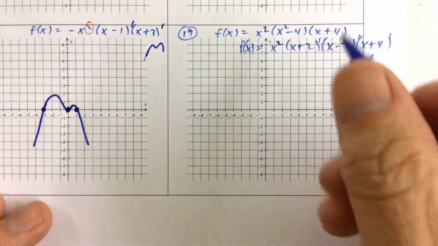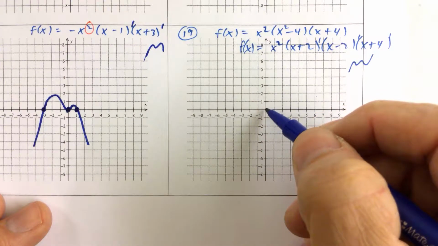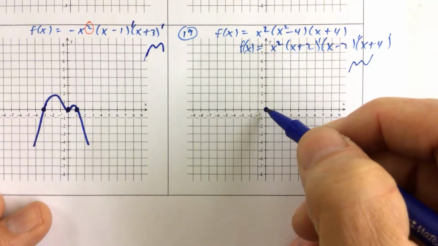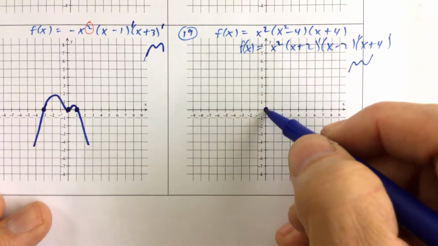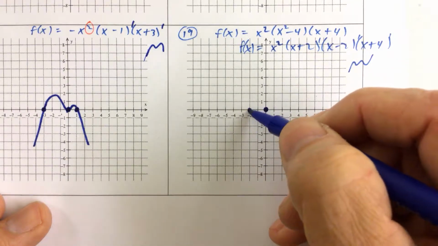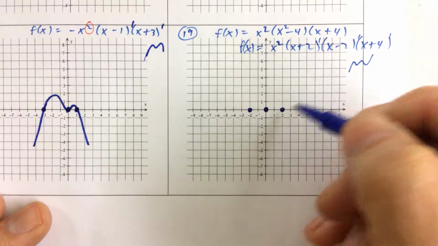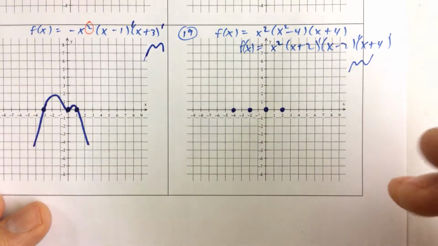So picking up where we left off, we have a factor of x squared. So 0 being a zero, because x is a factor, that's multiplicity 2. We're going to touch the x-axis at 0. X plus 2 is a factor, negative 2 is a zero. X minus 2 is a factor, positive 2 is a zero. X plus 4 is a factor, and negative 4 is also a zero.